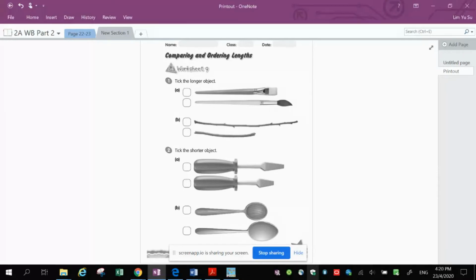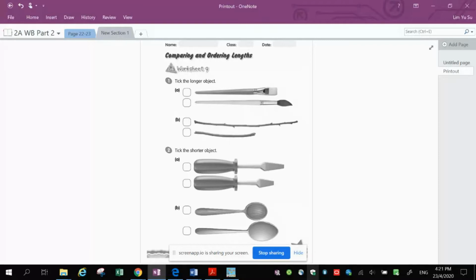Hi, we are going to go through page 45 and 46 of the workbook 2A part 2. This is on comparing and ordering lengths. Now, before we begin, let's recap the three important points when comparing lengths. For a quick comparison of lengths, there are three important points.